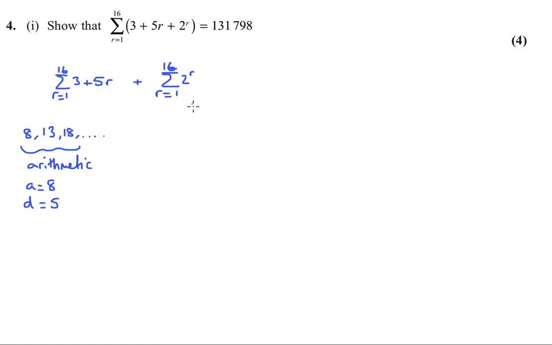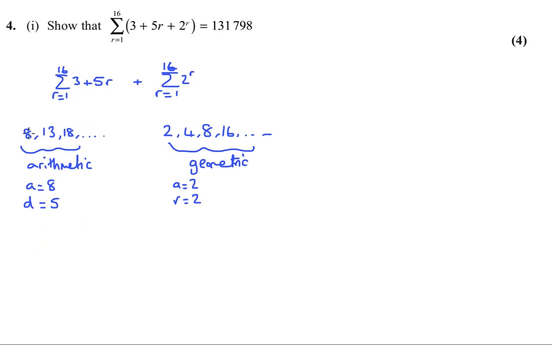If we look at this one, this starts with a value of 2 and doubles every time. So the second term is going to be 2 squared, which is 4. Third term is going to be 2 cubed, which is 8, 16, and so on. That is a geometric sequence with a starting value of 2 and a common ratio of 2 as well. So we can sum these separately and then just add the two parts together.